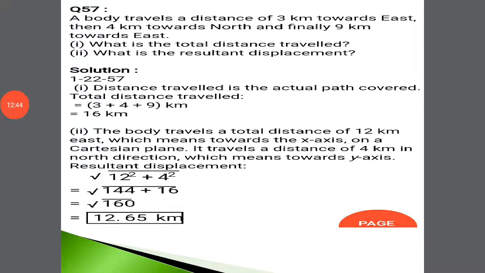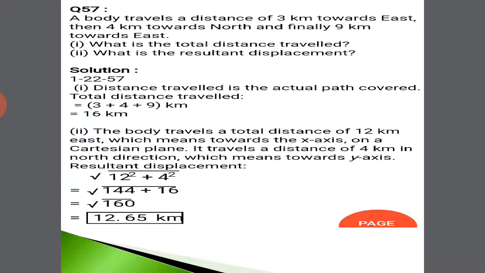Okay, let's move to next question. A body travels a distance of 3 km towards east and then 4 km towards north and finally 9 km towards east. So what is the total distance traveled and what is the resultant displacement? Okay, let's try to find out this.